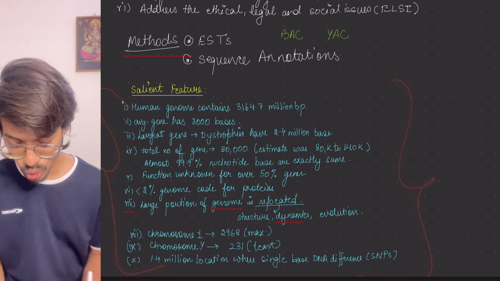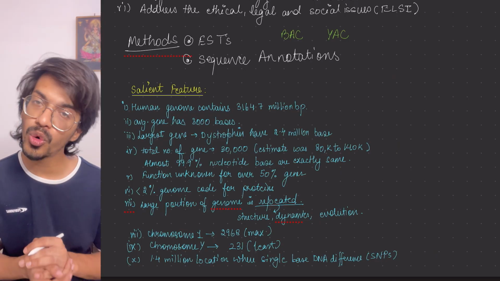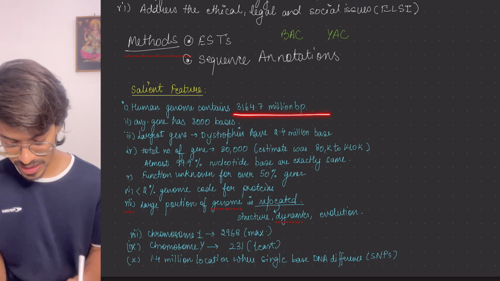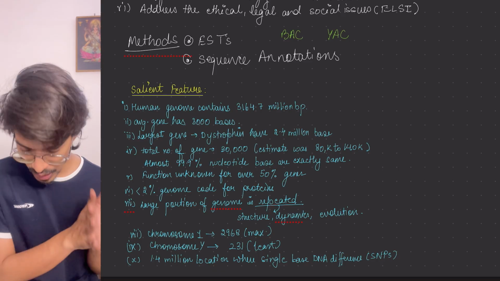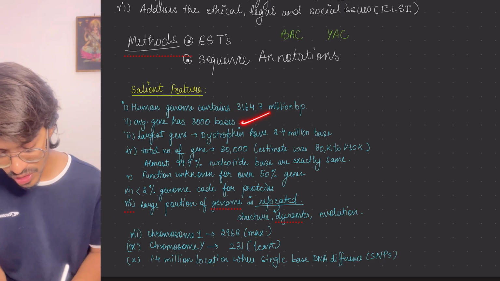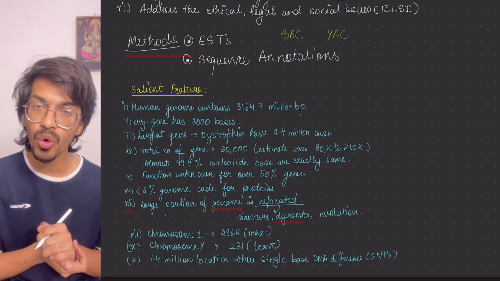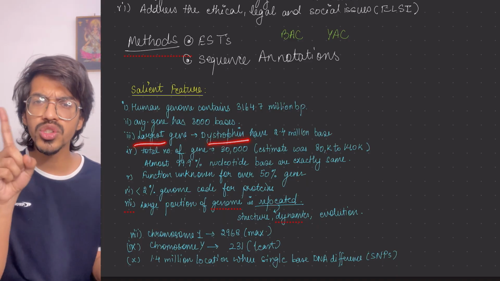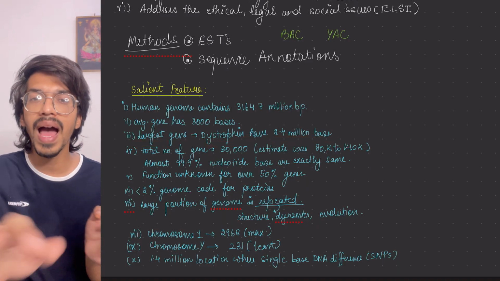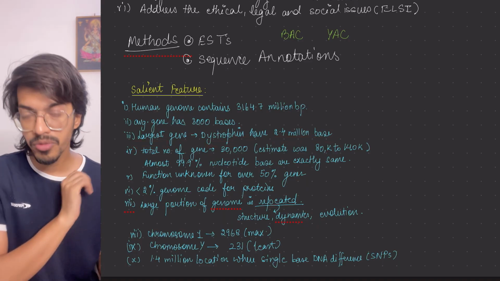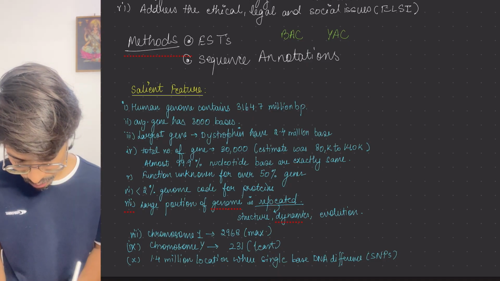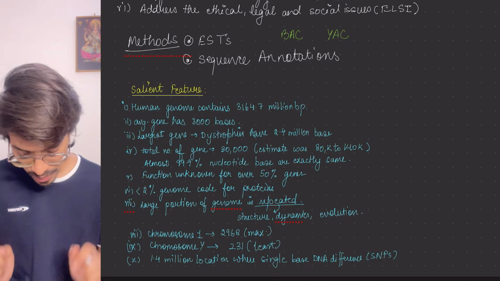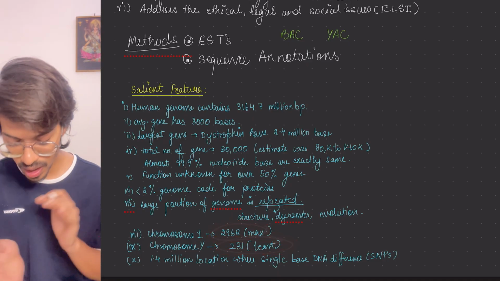What are they? The human genome consists of 3164.7 million base pairs, with an average gene size of 3000 bases. The largest gene is dystrophin, having 2.4 million bases. The largest chromosome is chromosome number 1. The smallest chromosome is the Y chromosome, which has this number of genes. You have to remember that in total there are 30,000 genes.